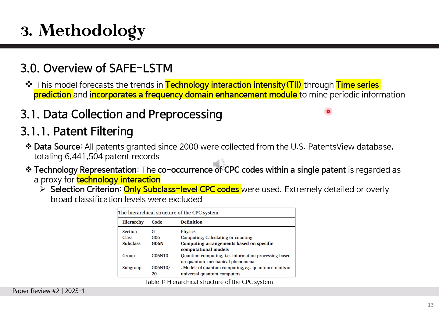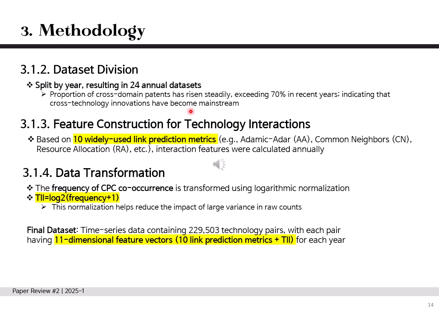For the data collection and preprocessing, they have used the US PatentsView database as the data source, and they have used the technological representation for the co-occurrence of the CPC codes within a single patent. They used the criterion of only subclass level CPC codes, and the extremely detailed or overly broad classification levels were excluded in this paper. For the data division, they have split by the year, resulting in 24 annual datasets.